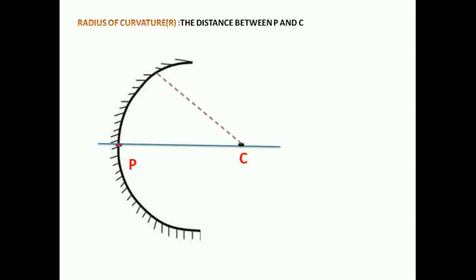Now what is this dotted line? Those are normals. Next, the distance between capital P and capital C represents the radius of curvature. You can see here the distance between capital P and capital C is known as radius of curvature.